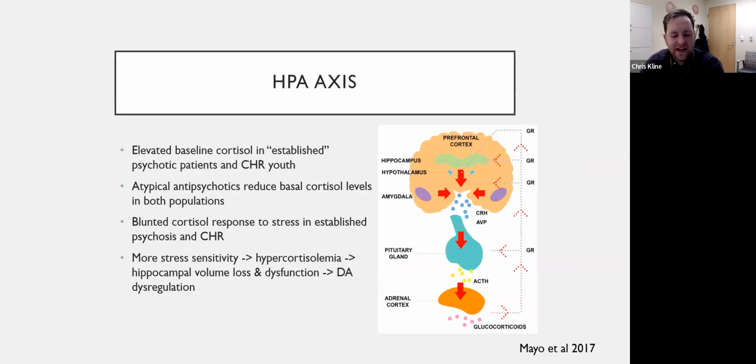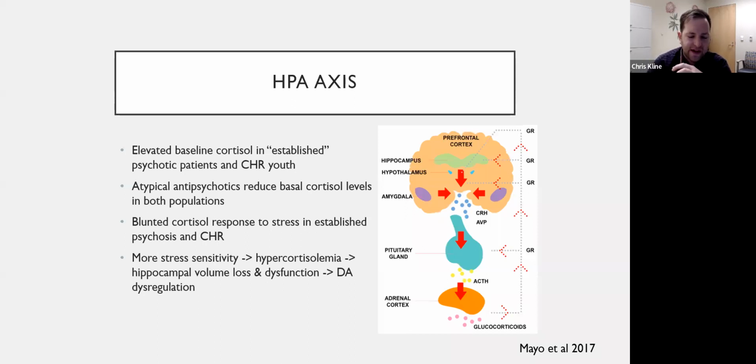Okay, and then lastly, on the topic of contributing factors to the development of stress sensitivity, I wanted to touch on the hypothalamic pituitary adrenal axis. There's like a whole wormhole you can go down in terms of stress hormone dysregulation in this population. But overall, the main takeaway is that there's some dysregulation of this axis in schizophrenia.